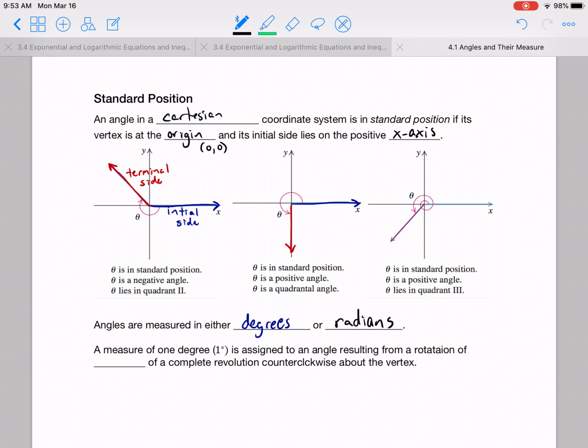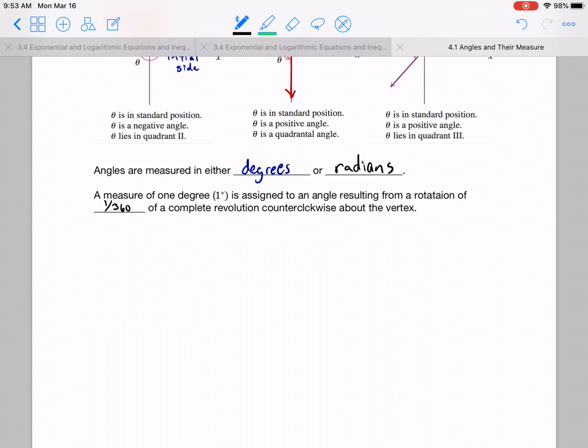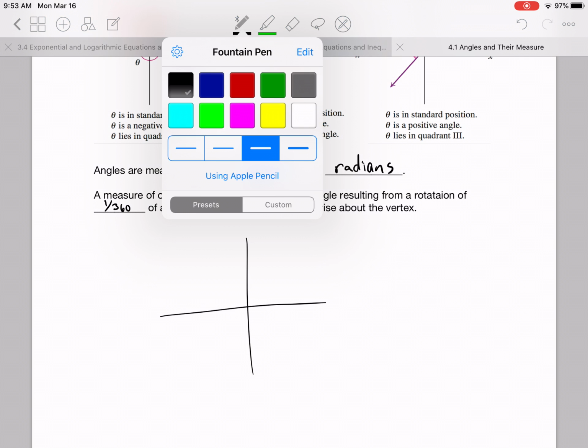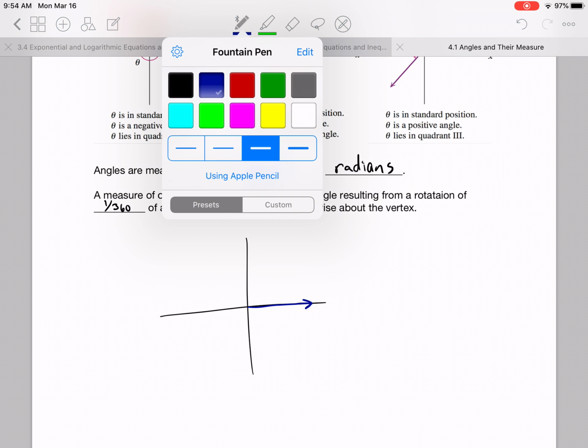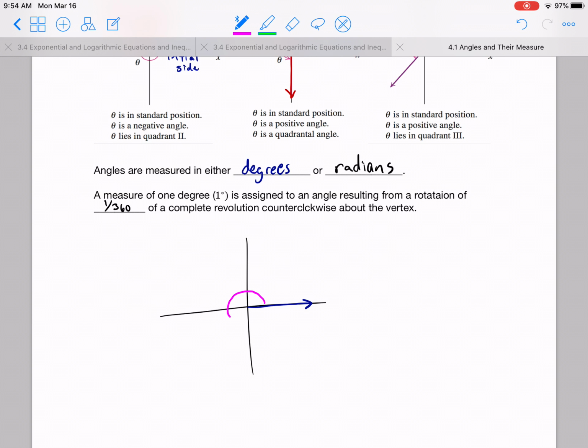So a measure of 1 degree is assigned to an angle resulting from a rotation of 1/360th of a complete revolution counterclockwise about the vertex. So essentially, if we looked at this and we said, all right, here we are starting, here is our initial side along the x-axis, and we are going to rotate all the way around, one complete rotation, so that our terminal side is right along the x-axis as well, and we end up right where we started.